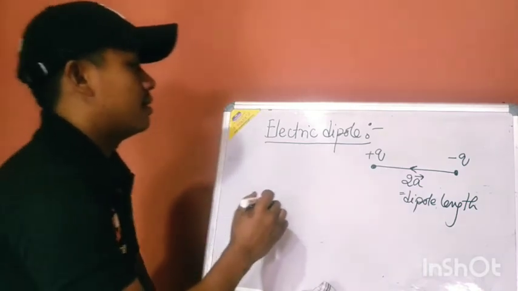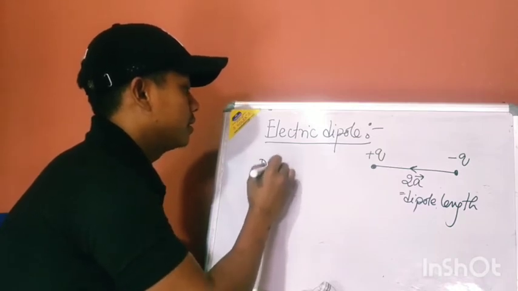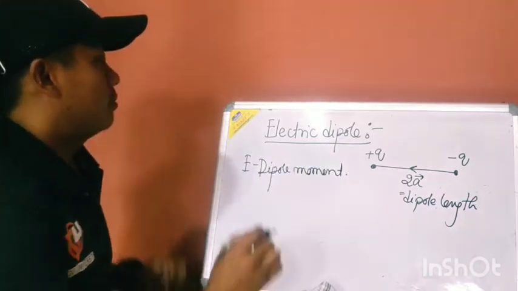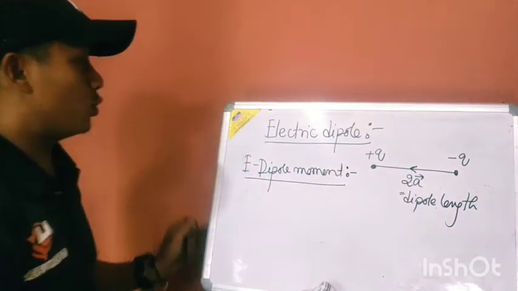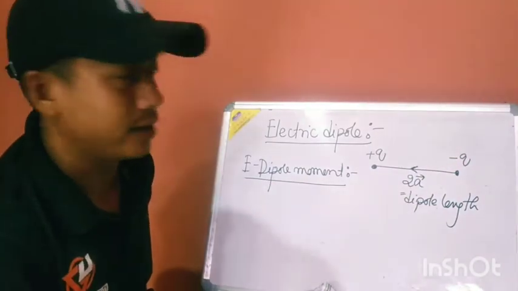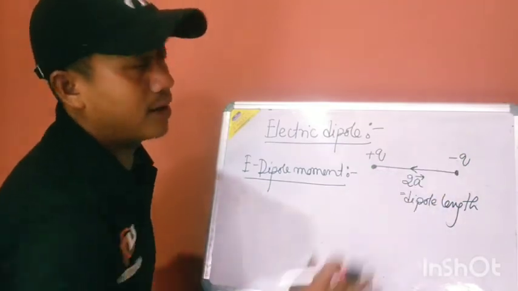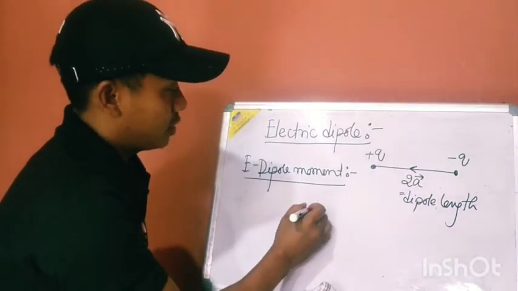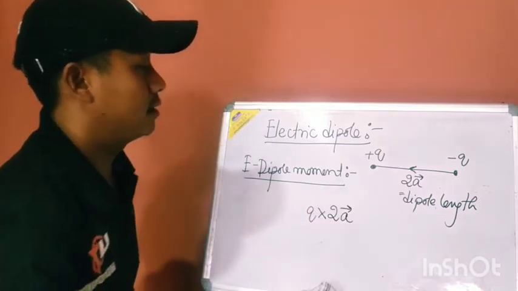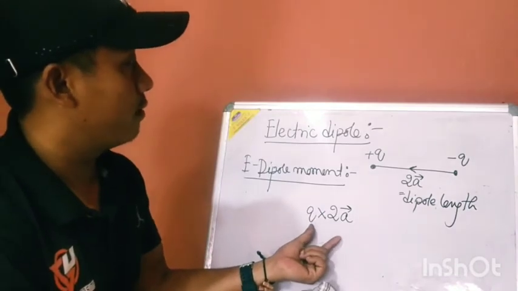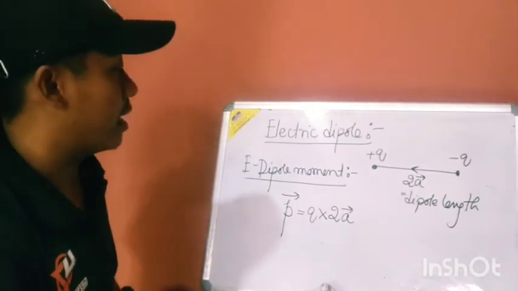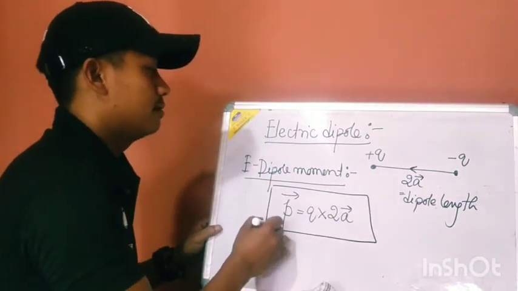Then there is a very important term which is known as electric dipole moment. By the term electric dipole moment, you define the product of magnitude of either of the two charges, that is Q, since one is plus Q and another is minus Q, and the dipole length, twice a vector. Such a product is known as electric dipole moment, denoted by small p vector.